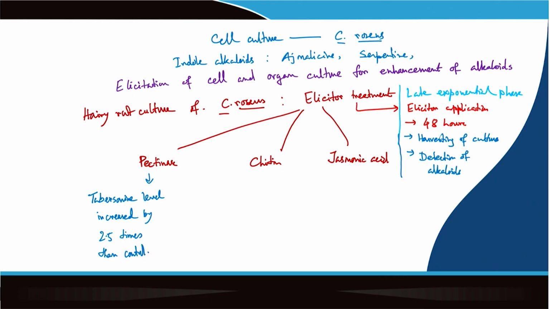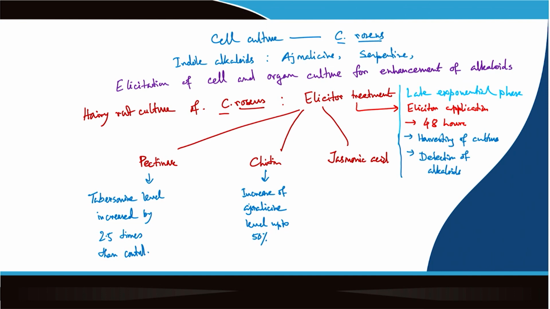Okay. Upon application of chitin, chitin is basically a component of the fungal cell wall. So, when you apply chitin, the system will think that it is under fungal attack. So, they will induce the specialized metabolism, and as a result you will see the enhancement of alkaloids. Here basically this led to an increase of ajmalicine level up to 50% when you compare with the control.